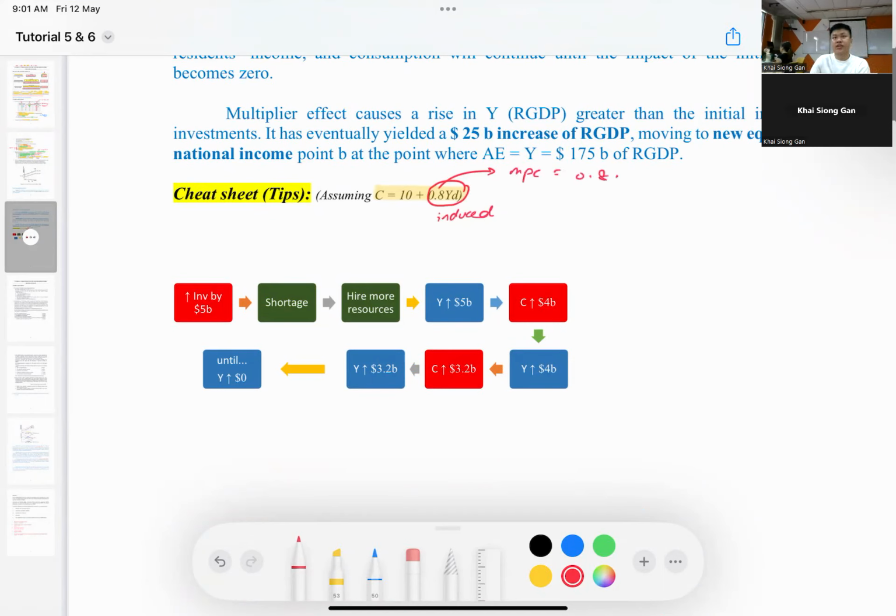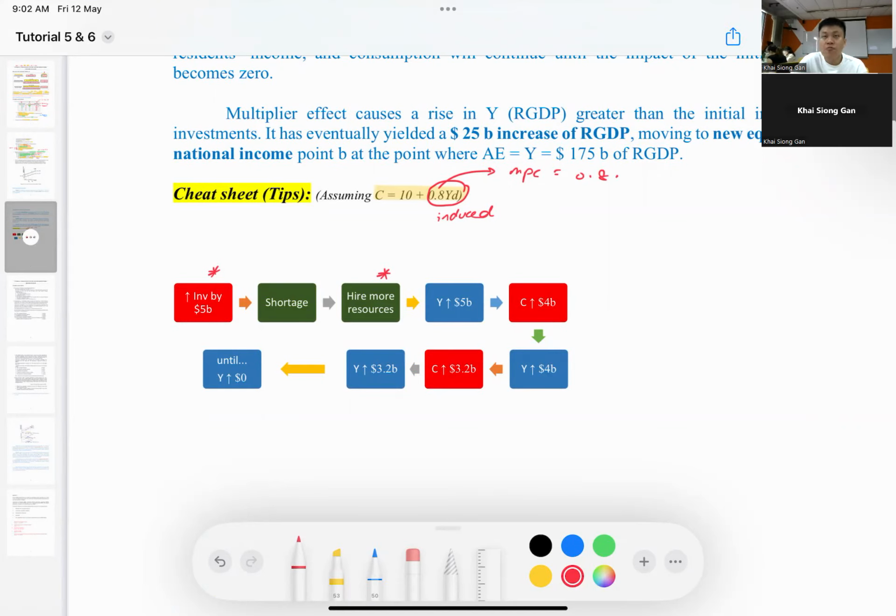That means for every 1,000 increase in the income, people will spend 80% of it. So for example, now investment increased by 5 billion, as stated in the question. Therefore it will result in shortages. Why? Because people will start to demand more goods and services. People invest more, you will need more goods and services, more production, and so on. So firms will start to hire more producers, hire more of the resources, and therefore people will get employed.